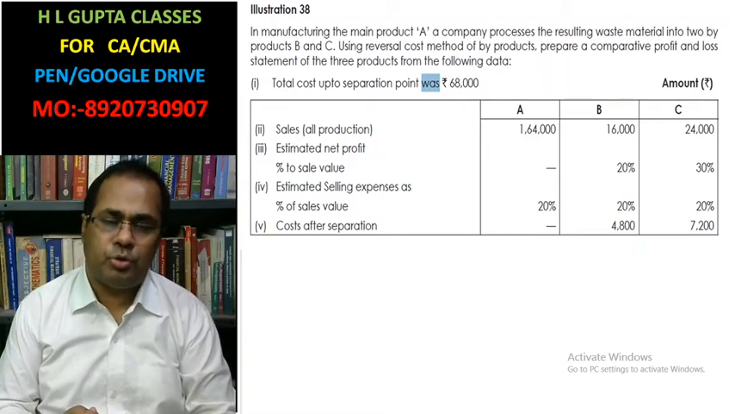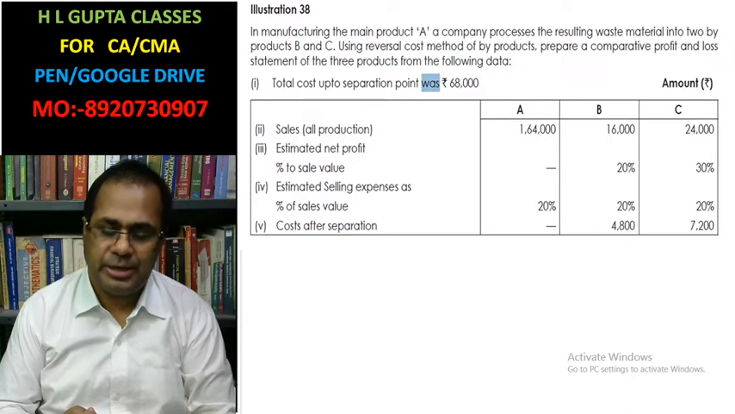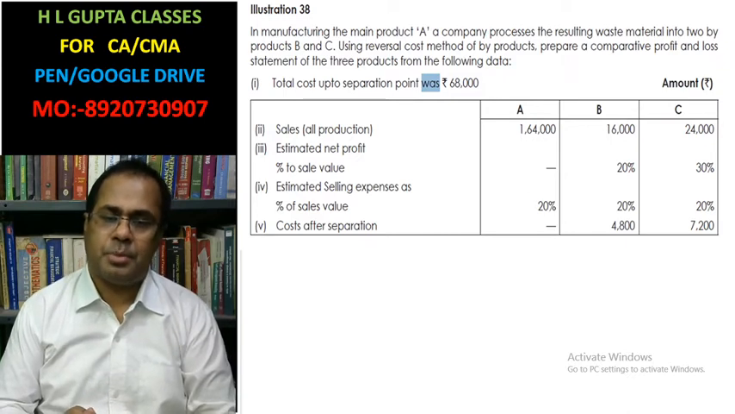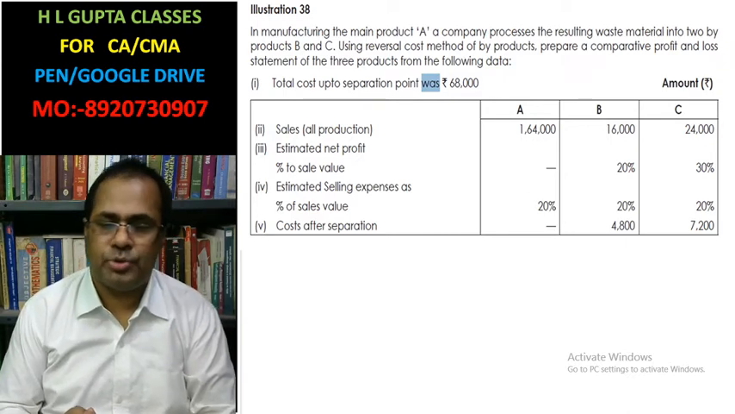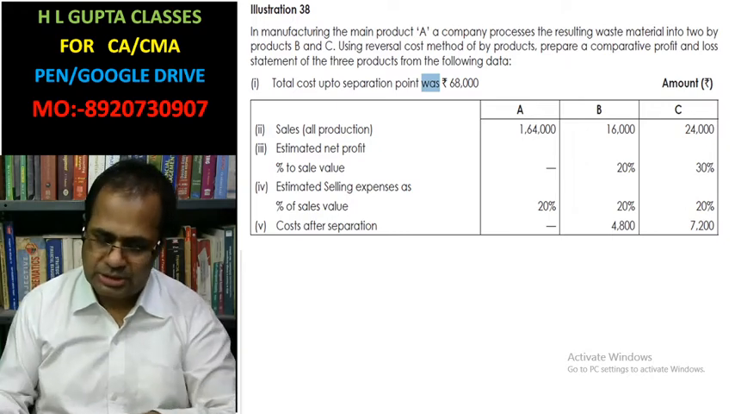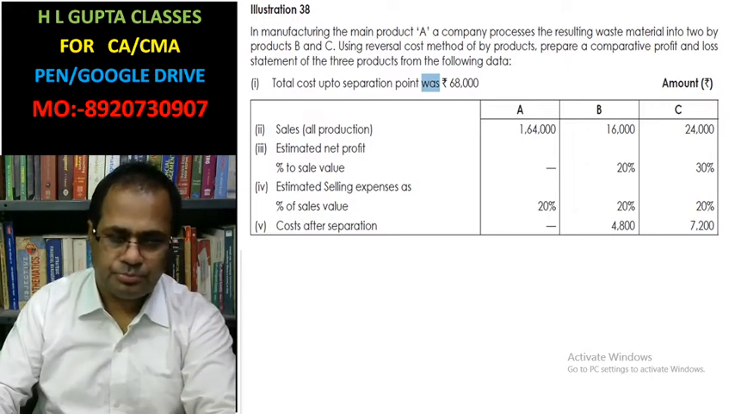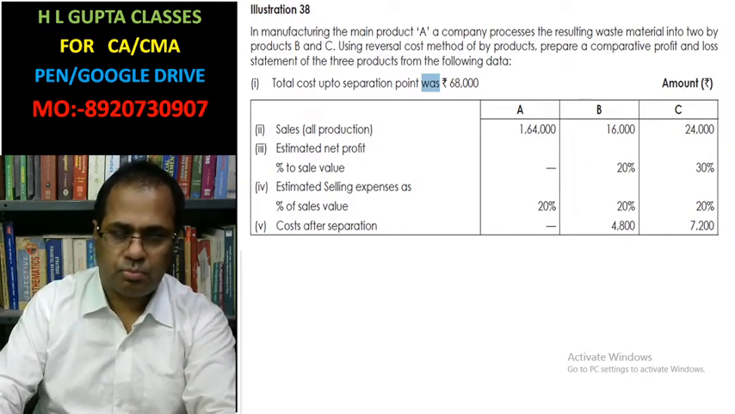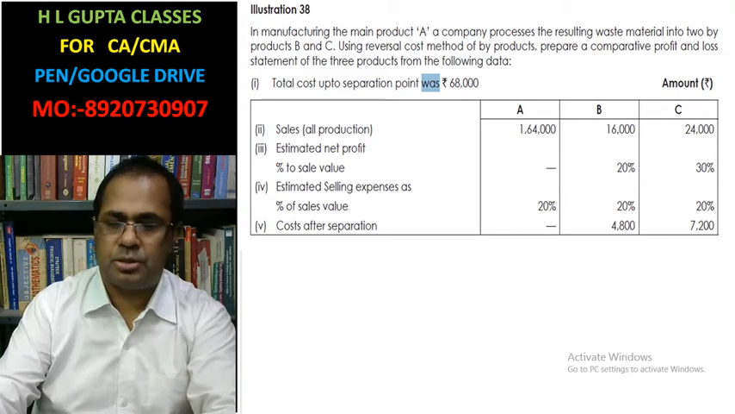I am going to discuss illustration 38 of joint and byproduct of CMA Inter first group. Okay, please read the question here.